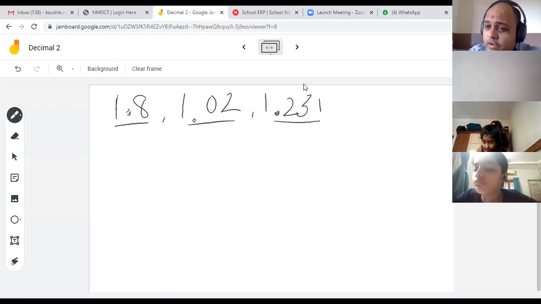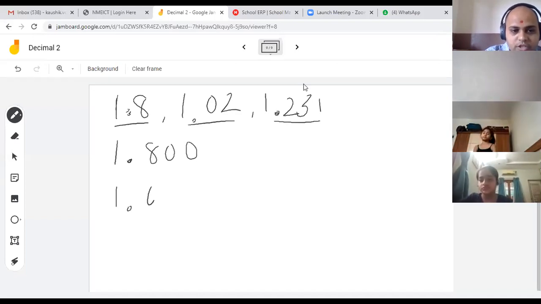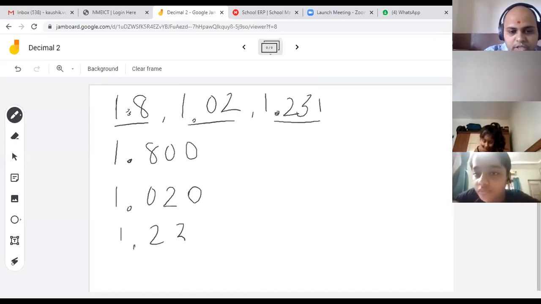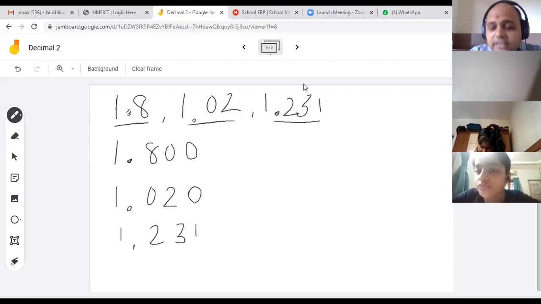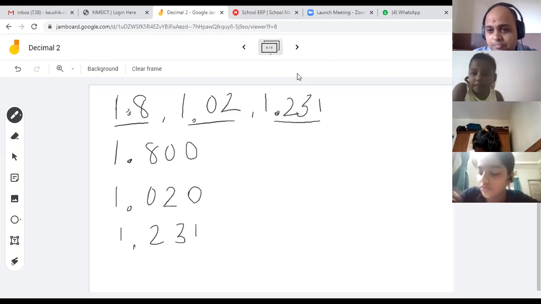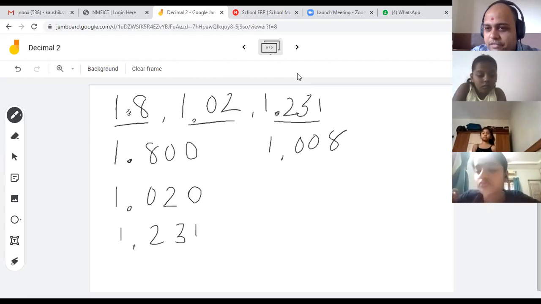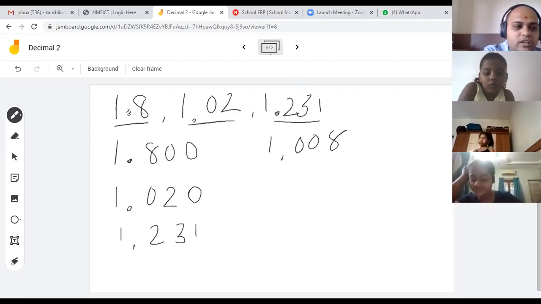So what we have to do is make them like decimals. And how do we make them? By putting zeros after the decimal. So we can write it like 1.800, then 1.020 and 1.231. Then these are like decimals. Otherwise, we cannot write 1.008. This we have already discussed in the previous lecture. These two are not the same.